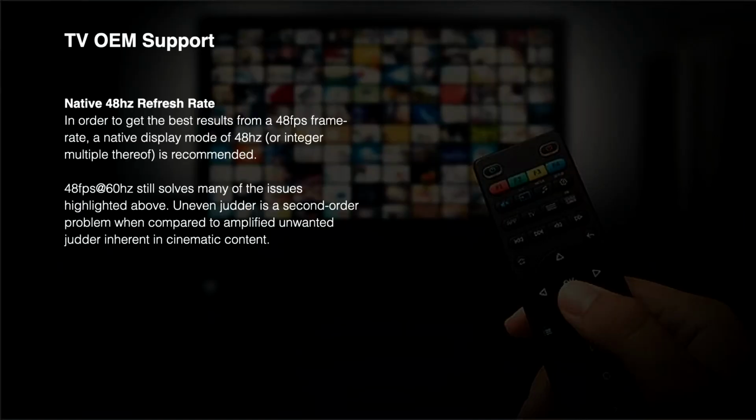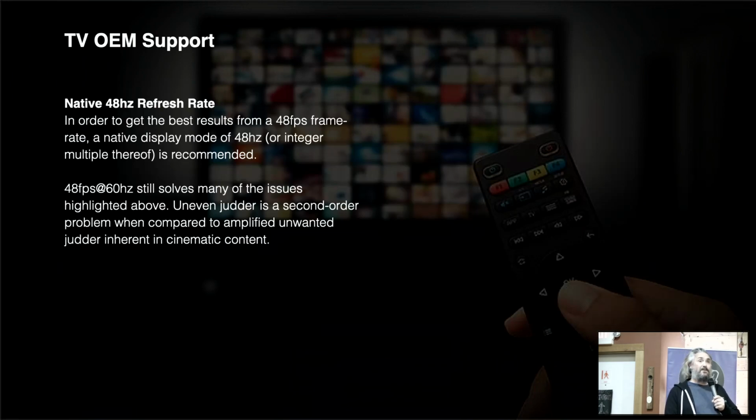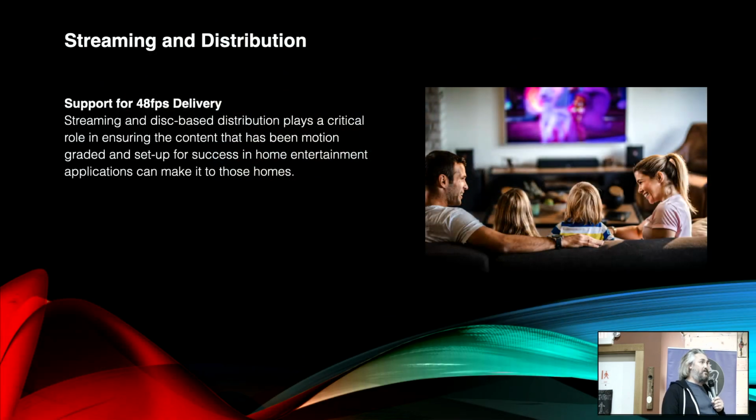The desire is there to have support for a native refresh rate of 48 hertz in TVs. Based on the folks I've talked to, there's interest, but like everyone else, they want to know where's the content. And of course, where's the distribution support?